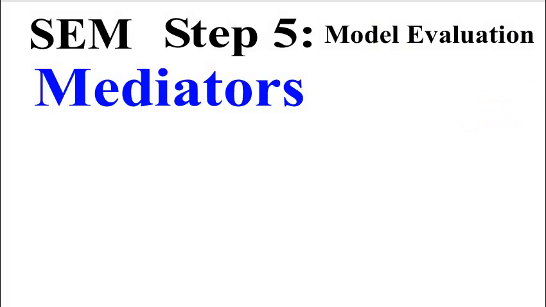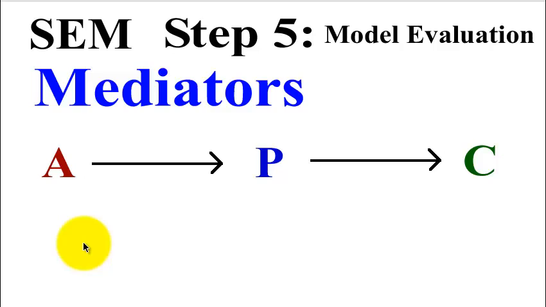So we're going to go ahead and look at our path. This is what we know so far: that A is significantly influencing P, and P is significantly influencing C. So now we're going to check the mediator properties of P. Now we need to use specific numbers to calculate if this is a significant mediator or not.